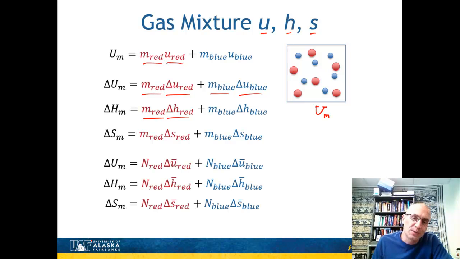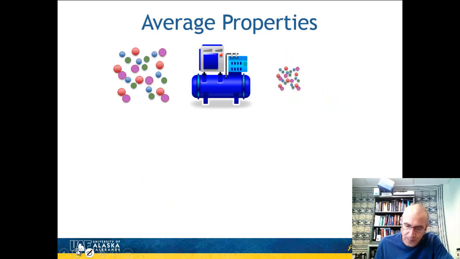Sometimes it's a little easier to express this in terms of moles. So instead of being given the mass of each constituent, you might be told the number of moles, which is pretty common. The only change is that we would be using the number of moles, with the symbol capital N. And then for the change in internal energy, enthalpy, or entropy, there's usually an over bar to denote that this is per mole. So we're finding this per mole instead of per mass. Sometimes it's a little easier. It just depends on what information you know in the particular problem.